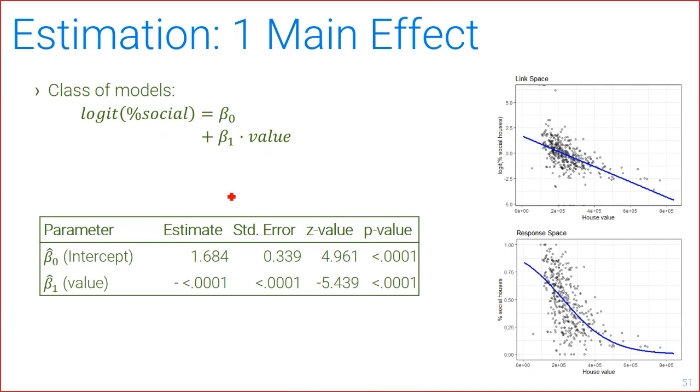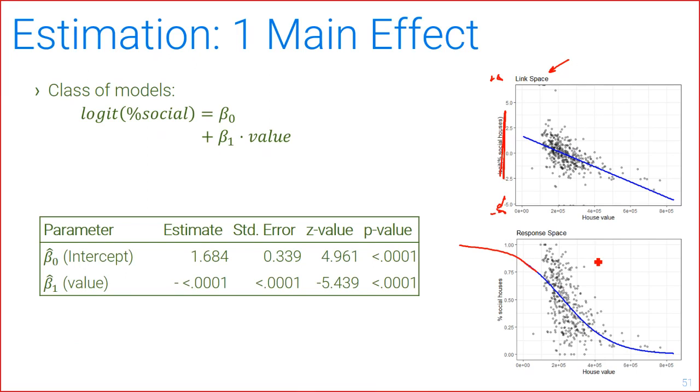Then again, what we're doing is transforming the response and then fitting the linear model in the response space. So what we see here is in the link space, in the transformed space, we are modeling the logit of the social houses, and so it goes between minus infinity and positive infinity. And this is just a line. We are fitting a regression line in this transformed space. When we transform back, it turns into this S-shaped line.